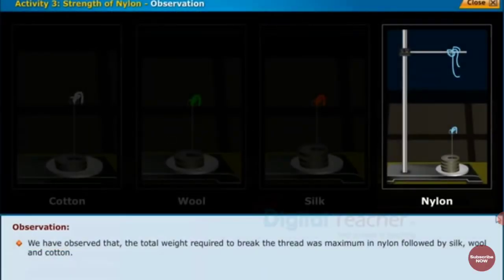You can see in this activity, the cotton thread will break down with 2 weights only. The wool and silk will be cut at 3 weights. When you come to the linen, you can keep 4 weights, and after 4 weights it will break down. So it shows that linen is very durable and strong among the 4.